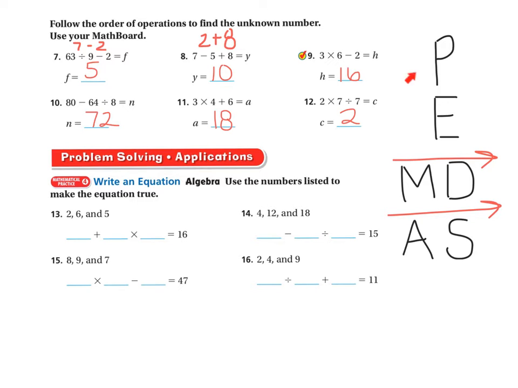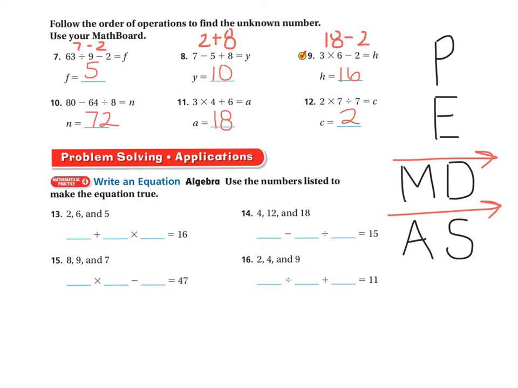Number 9, I do not see any parentheses. I do not see any exponents. I do see multiplication and division though. Specifically, I see multiplication. So I'm going to do that first. 3 times 6 is 18. The rest of my problem is minus 2. 18 minus 2 is 16.